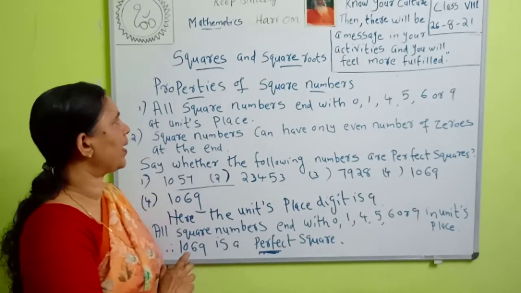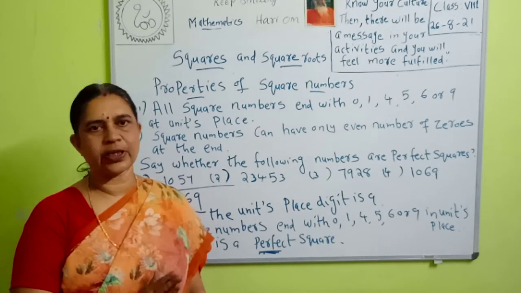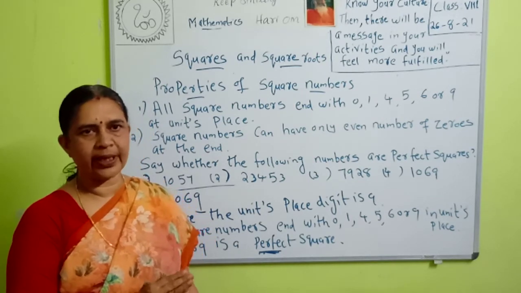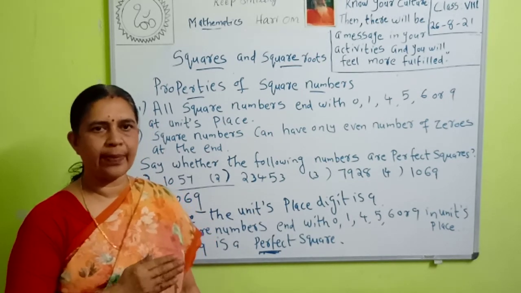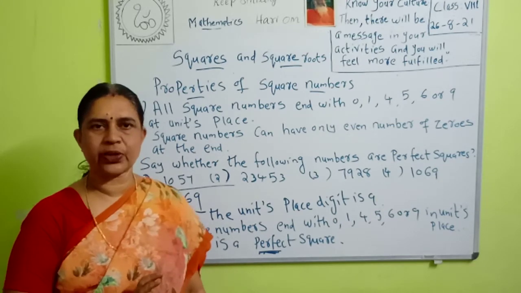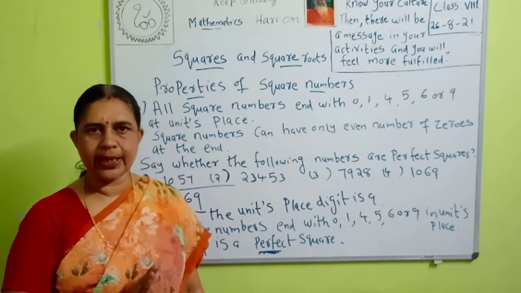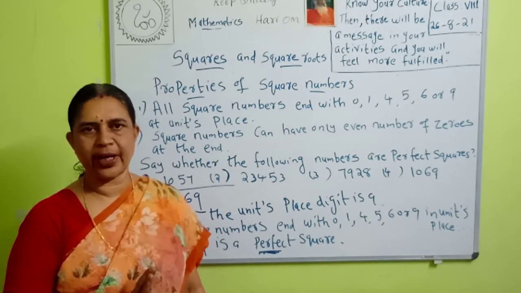Therefore what is a square number? If a number is multiplied by itself, we get a square number. For example, 36 is equal to 6 into 6. If you multiply 6 by 6, we will get 36. So 36 is a perfect square. So what is a square number? If a number is multiplied by itself, we get a perfect square number.